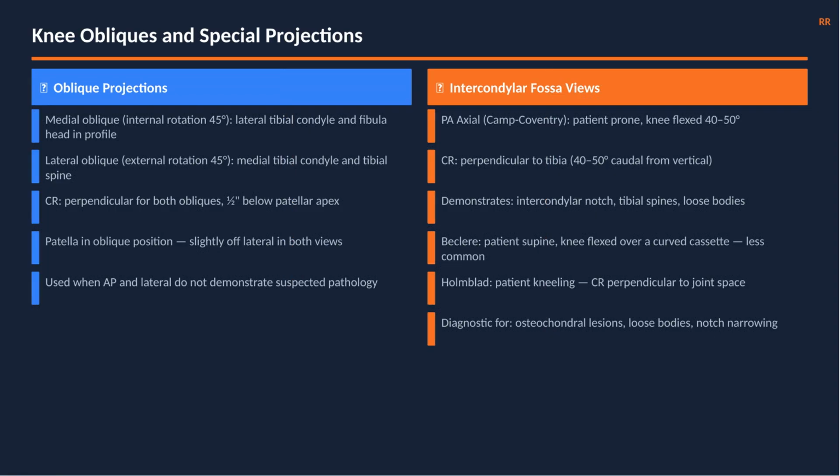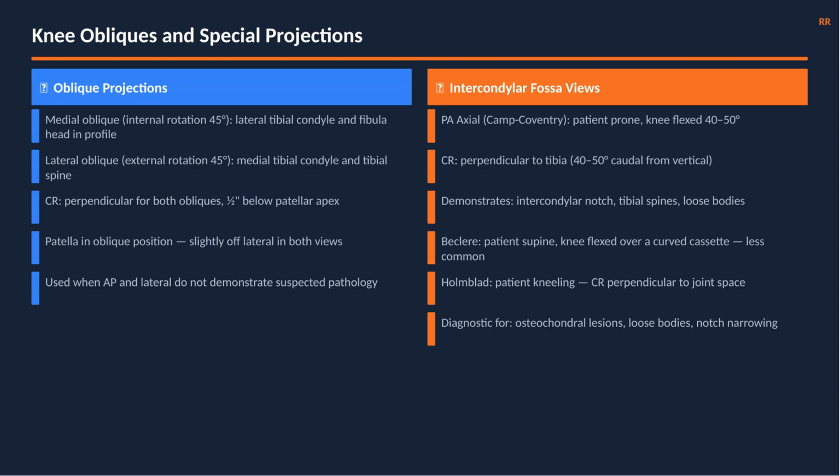Two oblique projections. Medial oblique: internal rotation 45 degrees. Demonstrates the lateral tibial condyle and the fibula head in profile without superimposition on the tibia. Lateral oblique: external rotation 45 degrees. Demonstrates the medial tibial condyle and the tibial spine. CR perpendicular for both obliques, 1/2 inch below the patellar apex.